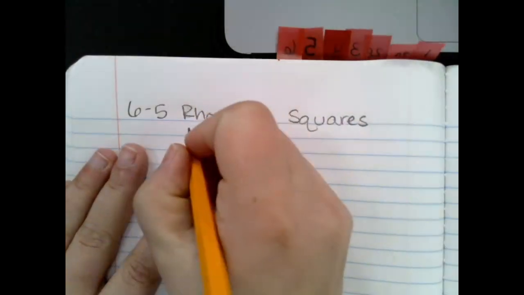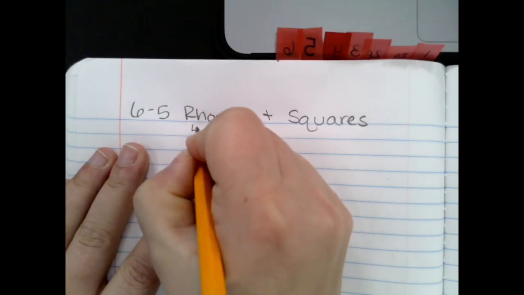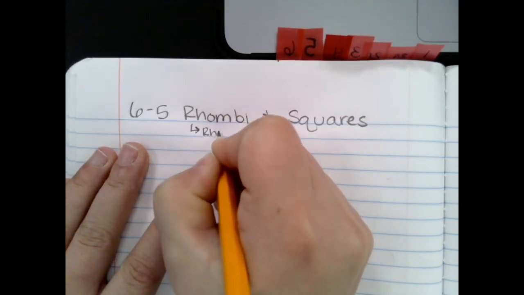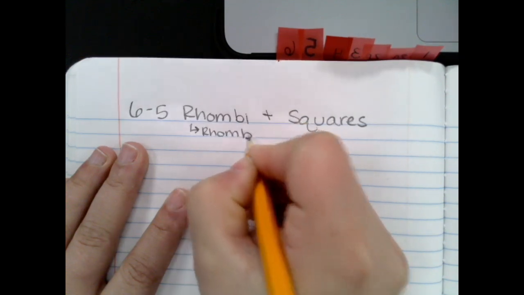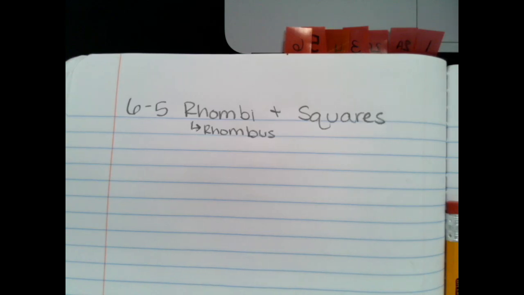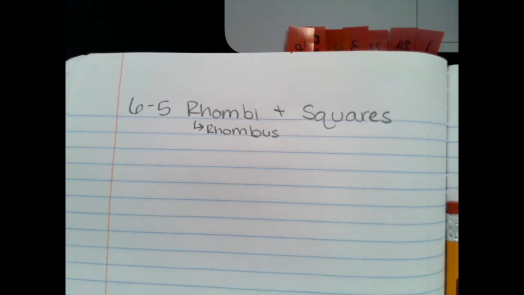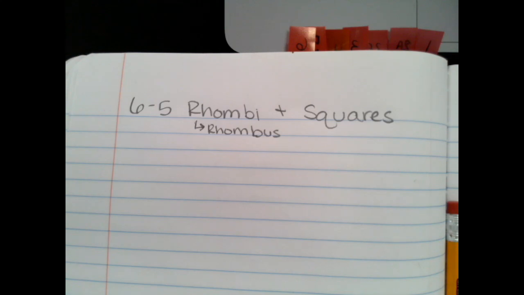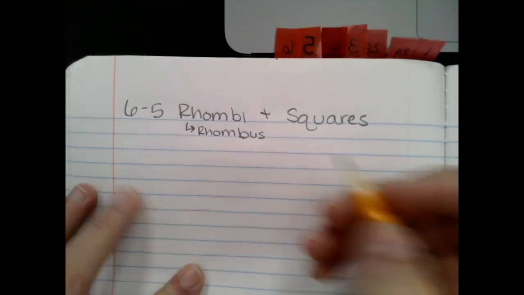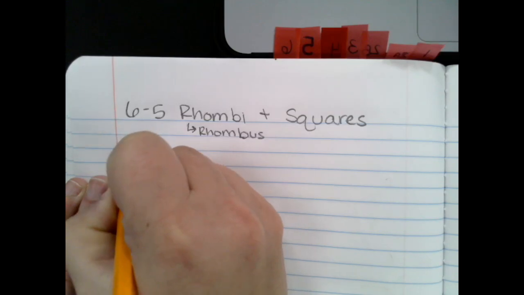Alright, rhombi is just the plural form of what do we call just a singular rhombi? A rhombus. Yep, good. Rhombus. So rather than calling it rhombuses, we say rhombi. It would sound weird to say rhombuses. Okay, so a rhombus is a type of parallelogram.